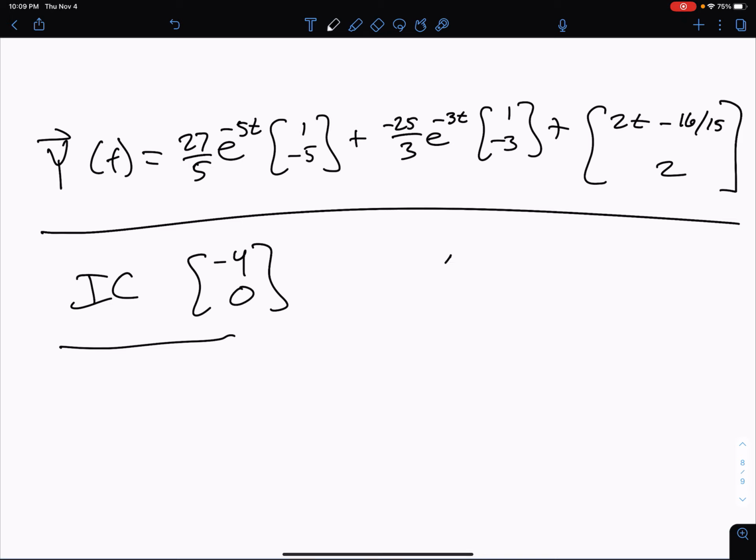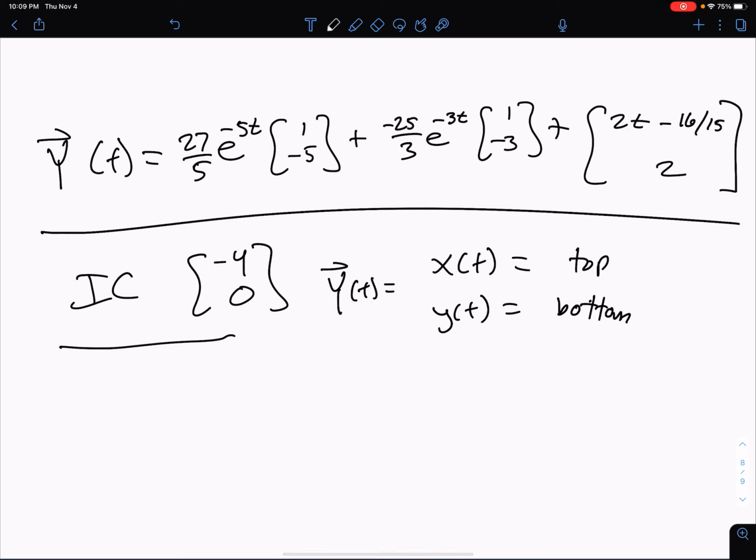And of course, if you want x of t, y of t, you can pull those out. X of t is just the top, and y of t is just the bottom in that vector function there, right? So y of t, the vector, is really just the vector xy, right? So you can pull them out separately, or you can leave them as a vector in this case. All right, so hopefully that helps you kind of see how you can put all these different things together into one solution. And we'll see you next time.